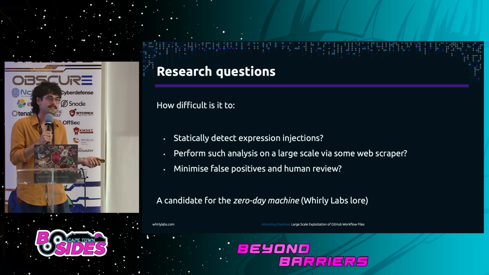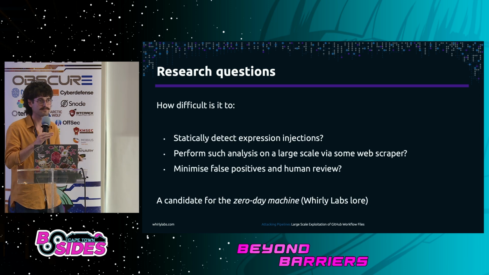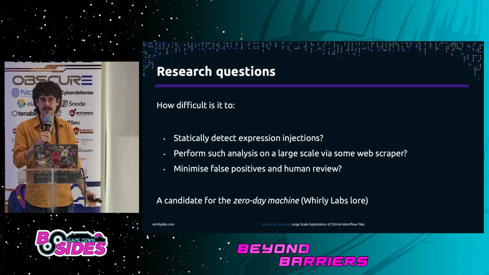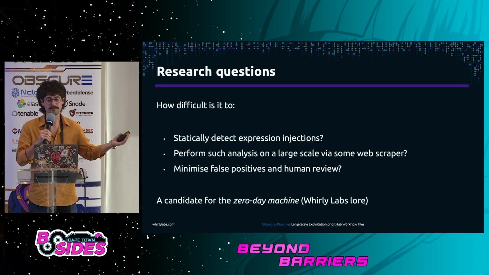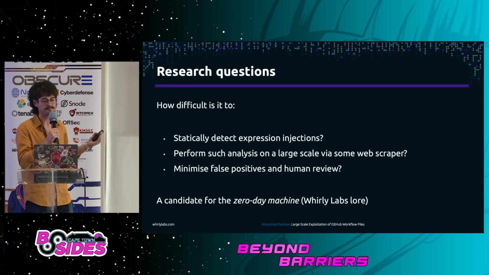So how difficult is it to statically verify action workflow files, so that we can say that this injection exists and is exploitable, and scrape this from the whole of GitHub? Open source repositories are just there, so surely we can just download them and automate them and churn them and maybe see what comes up.